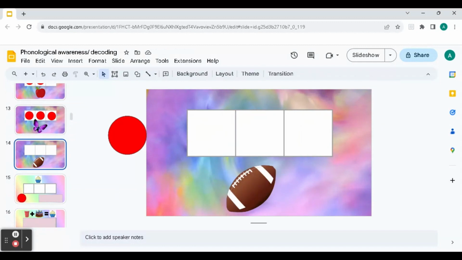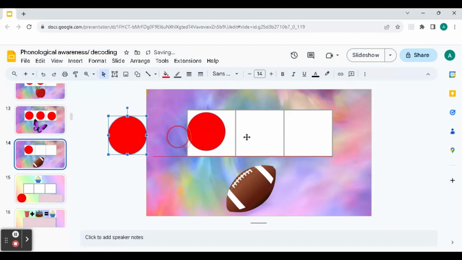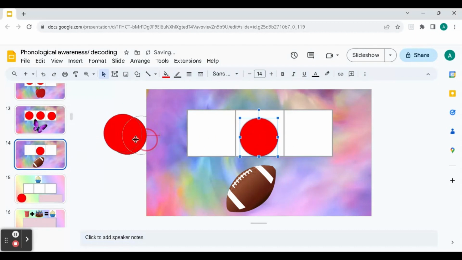Football. How many parts do I hear in the word football? Football. I also could use this as a blending example. So if I said the word football, could you blend it together? Students would blend it into one word, football.